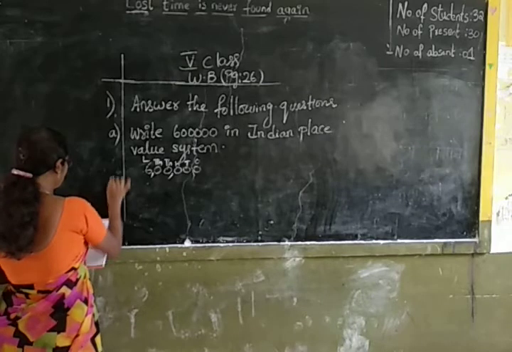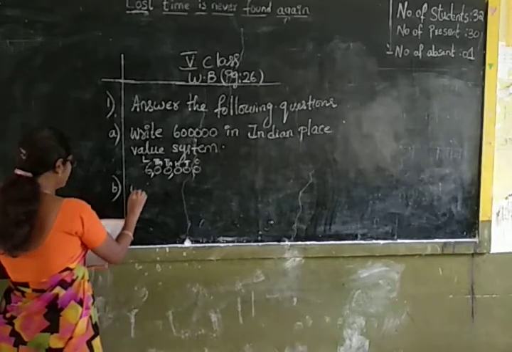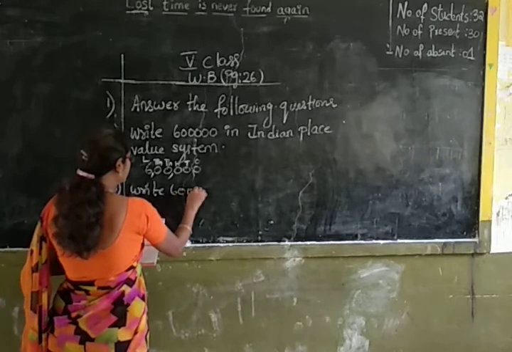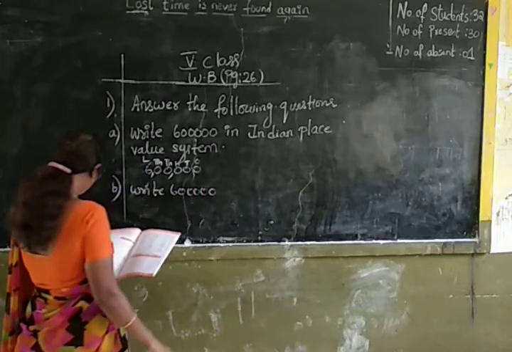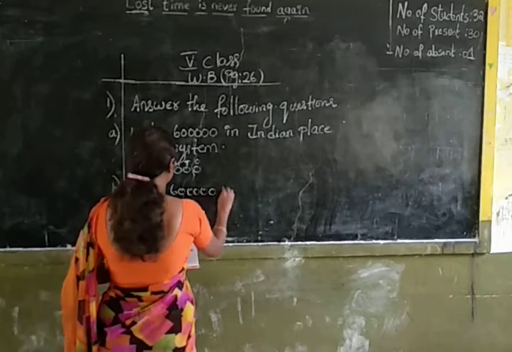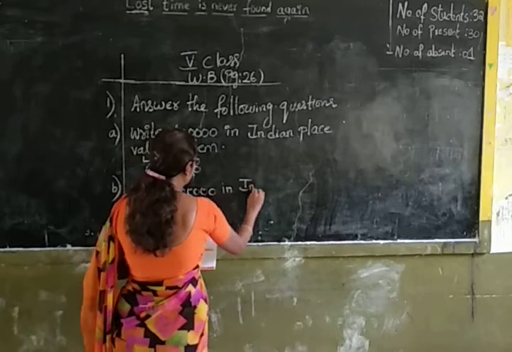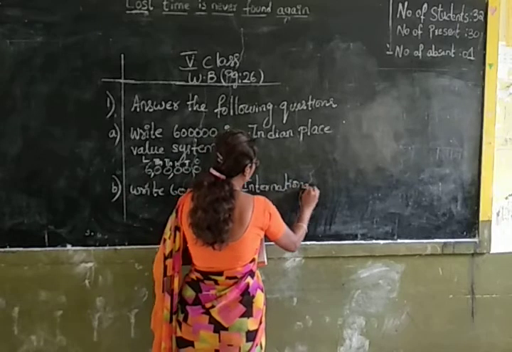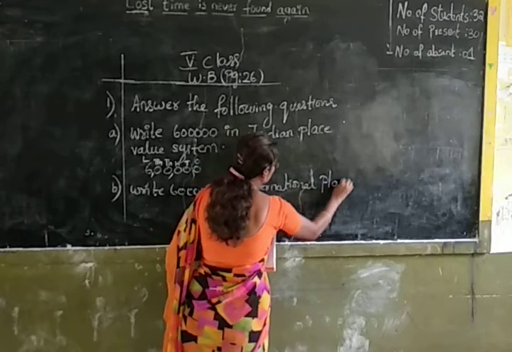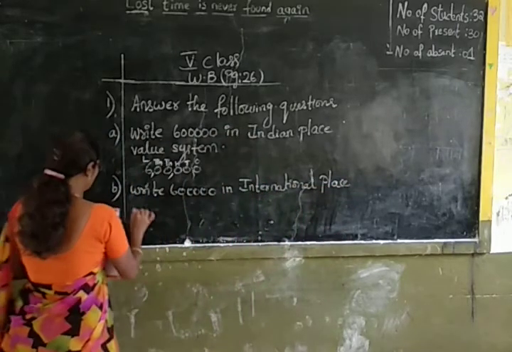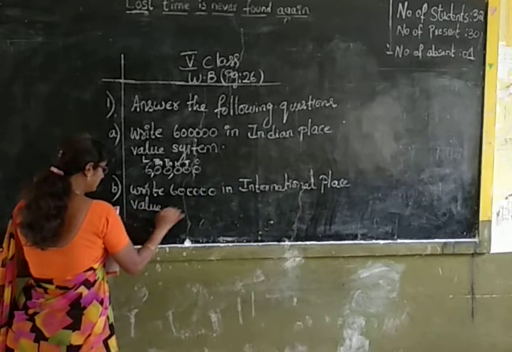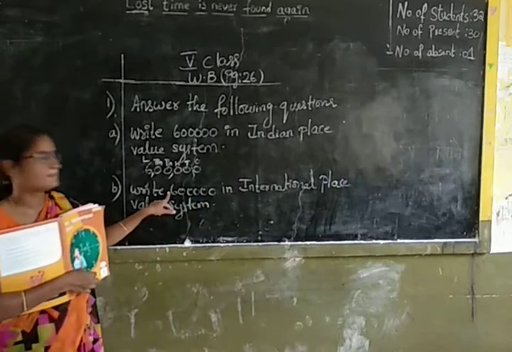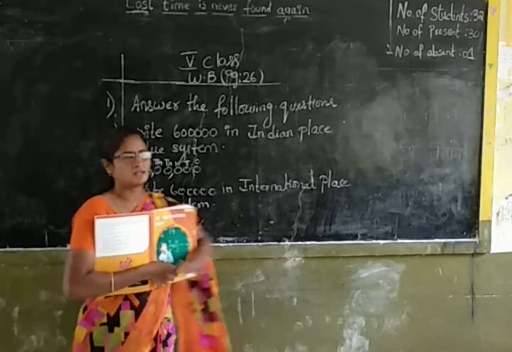Okay, now let us do the B sum. Write in international place value system. Now you have to write this number in international place value system.